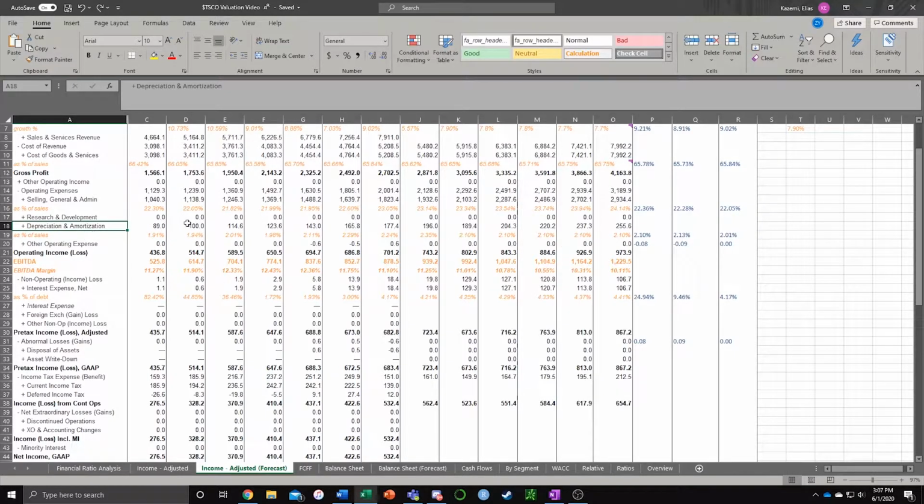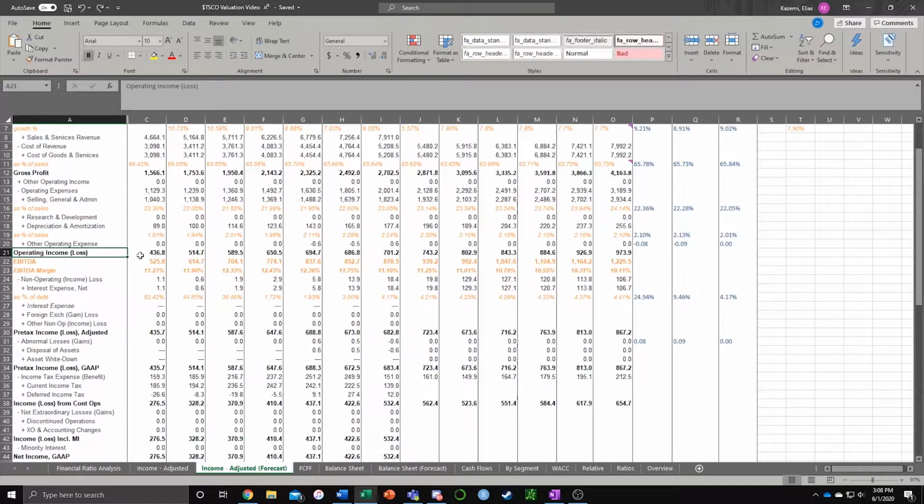So here we see depreciation and amortization as a percentage of sales. You could also take this as a percentage of your balance sheet assets, and we'll move into the balance sheet a little later and see how that's forecasted. But typically the depreciation and amortization is going to come from your assets, so your PPE and other intangible assets like patents and stuff like that.